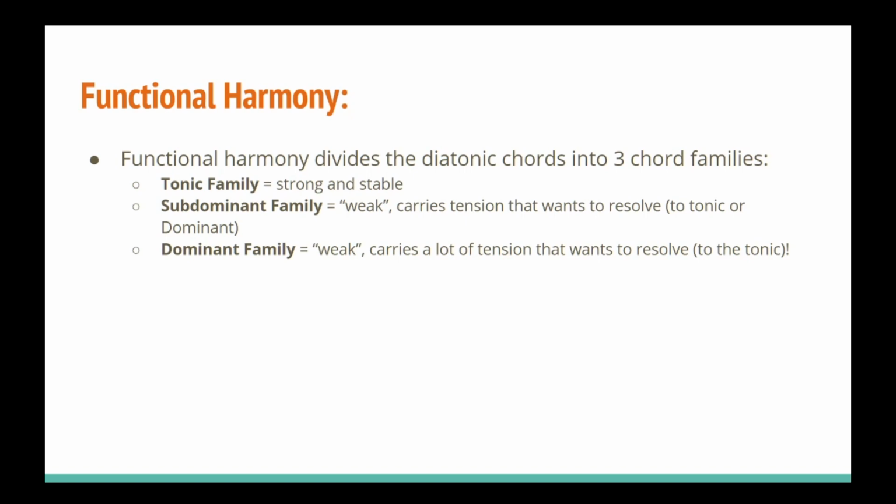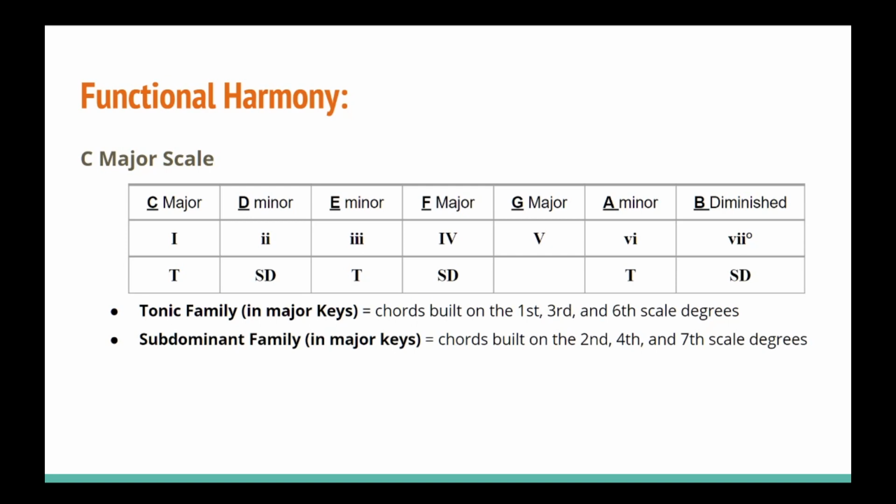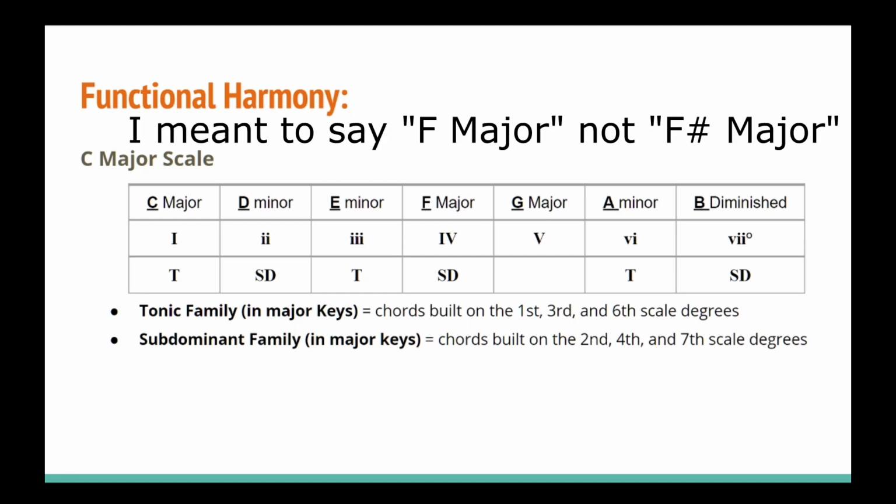In the major key, the tonic family consists of chords built on the first, third, and sixth scale degrees. So in the key of C major, that would be the C major triad, E minor triad, and A minor triad. The subdominant family consists of chords built on the second, fourth, and seventh scale degrees. In the key of C major, that would be the D minor triad, F sharp major triad, and B diminished triad.